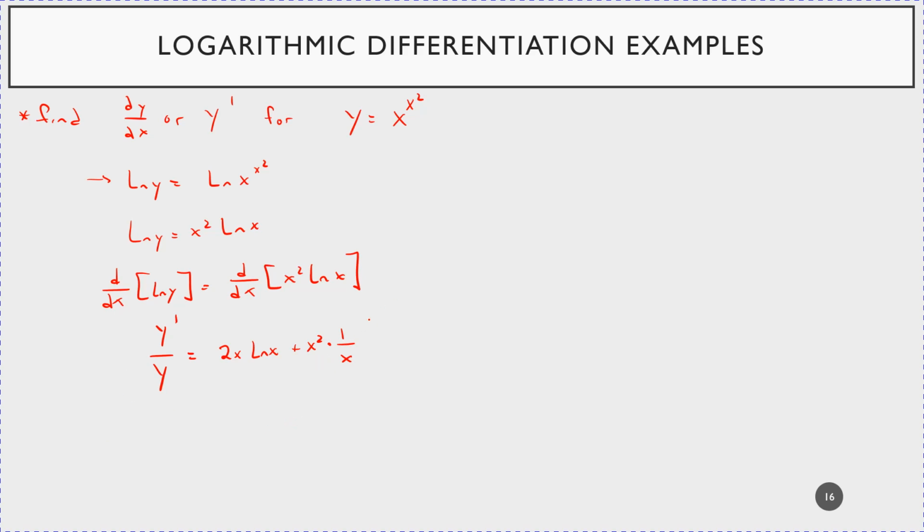So then look what I have here. I have y prime over y is equal to 2x times the natural log of x, and then this just simplifies to x. So if I want to solve for y prime, look what I get. I get y prime is equal to, I'm going to multiply by y, y times (2x natural log of x plus x). But this is weird with the y, so what is y equal to? Look, y is equal to x raised to the x squared power. So just substitute back in.